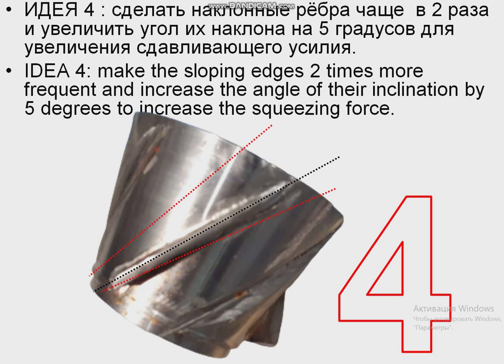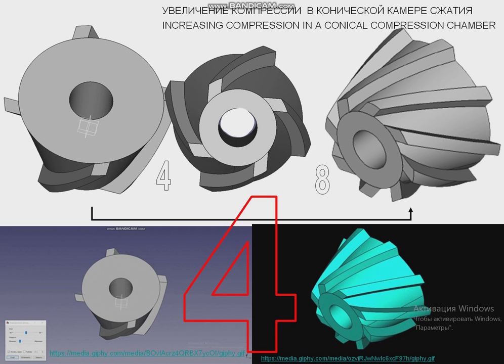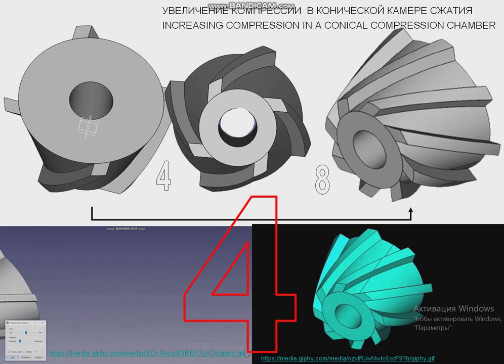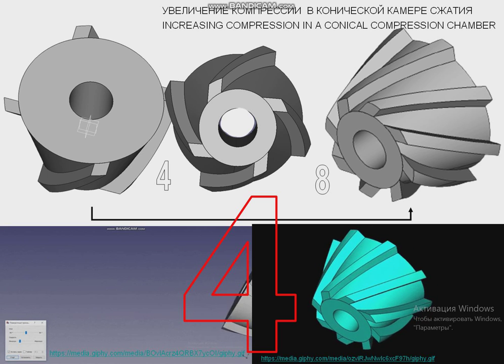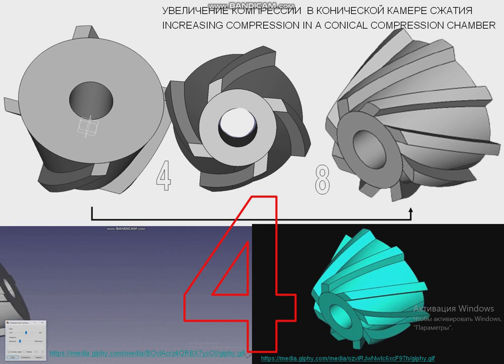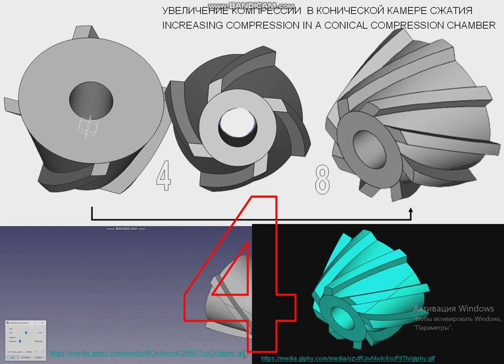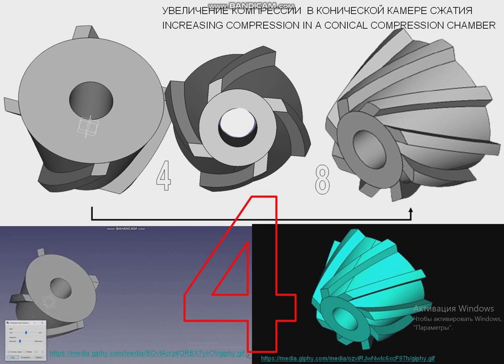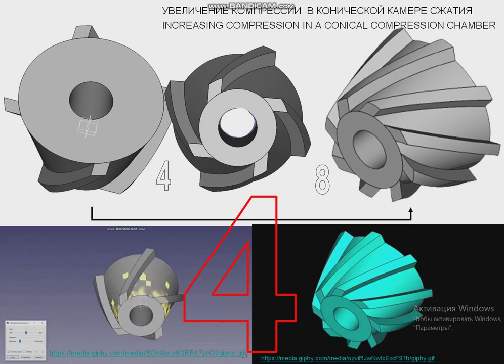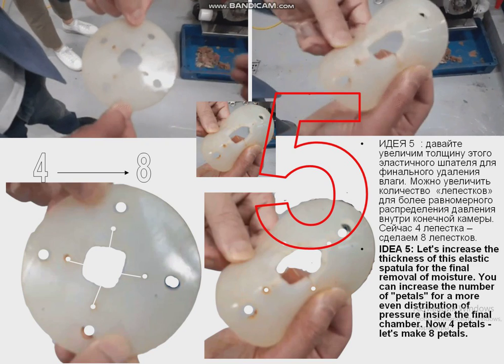The next element is the conical chamber for extracting moisture from food waste. And again, we can increase the number of ribs, and we can slightly change the angle to increase pressure, increasing compression in the conical compression chamber.